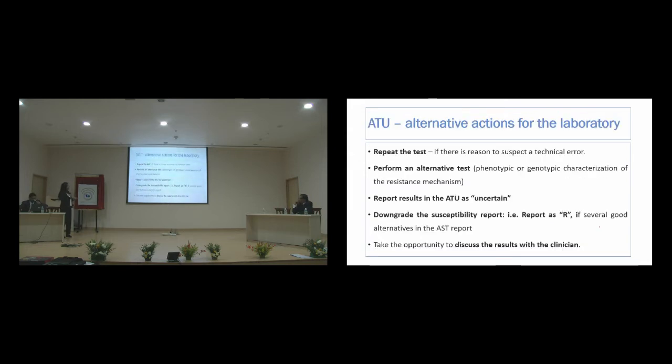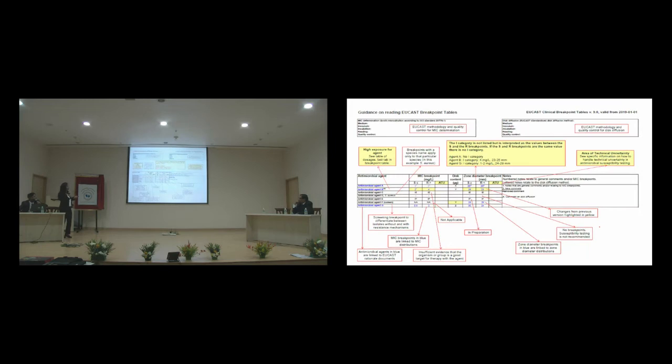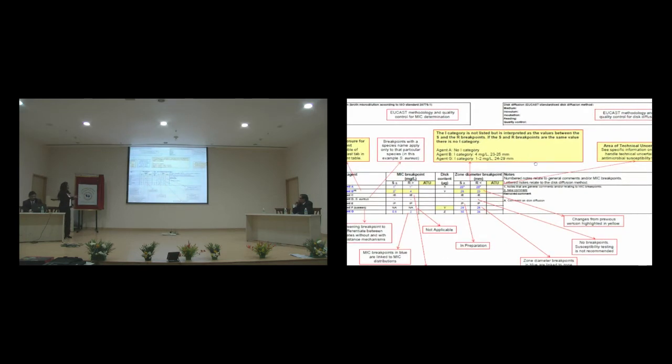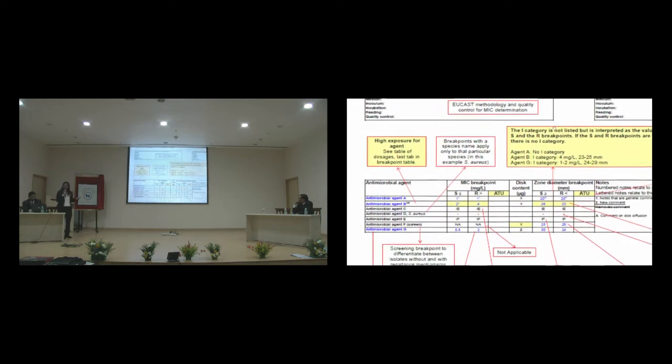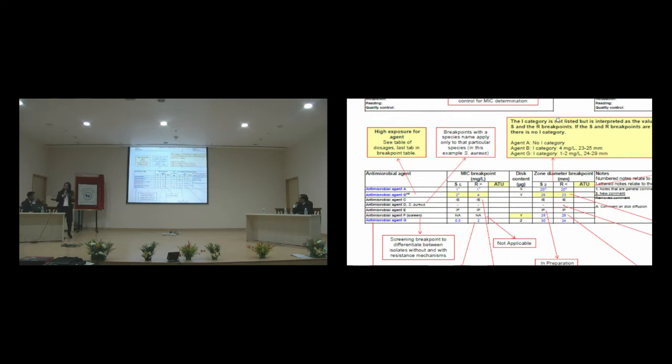So how is it given? I'll just show you how it is given. This is how the EUCAST first page looks. Okay, so you can see this S, R and ATU. There is a column added, ATU. Not all drug-bug combinations have ATU expressed. For very few, what I just showed in the previous slide, that ATU is mentioned. You can see here S, R and ATU.